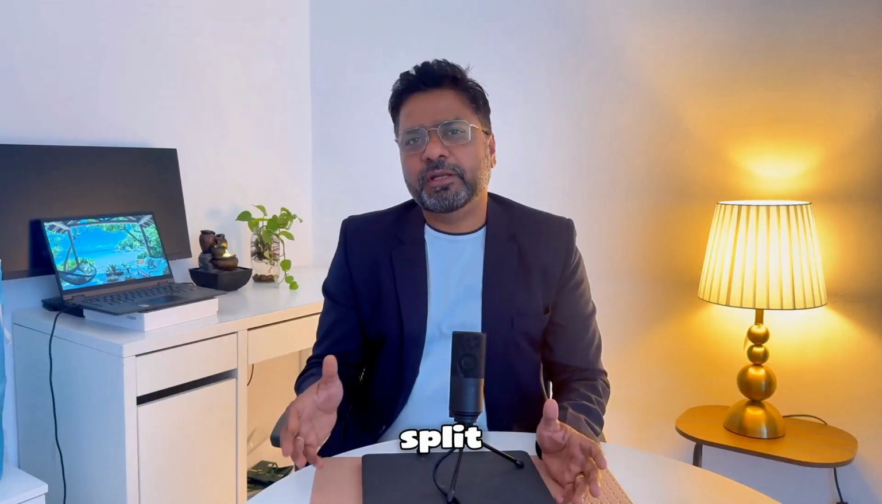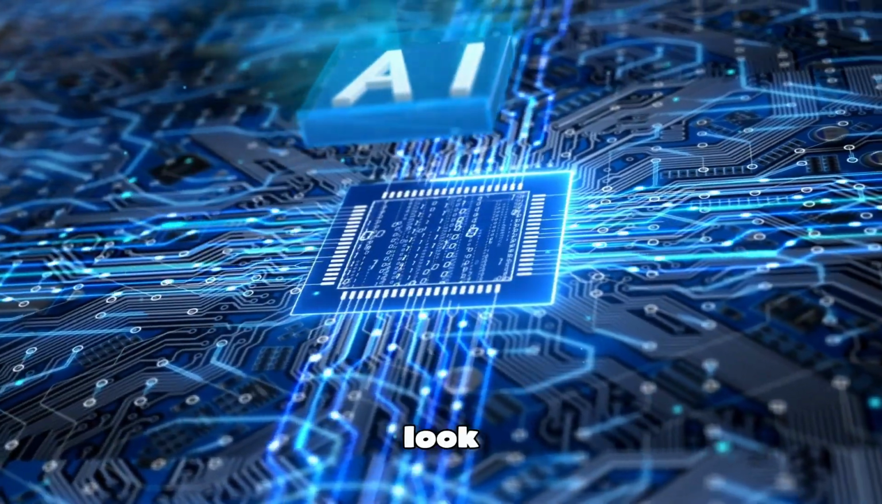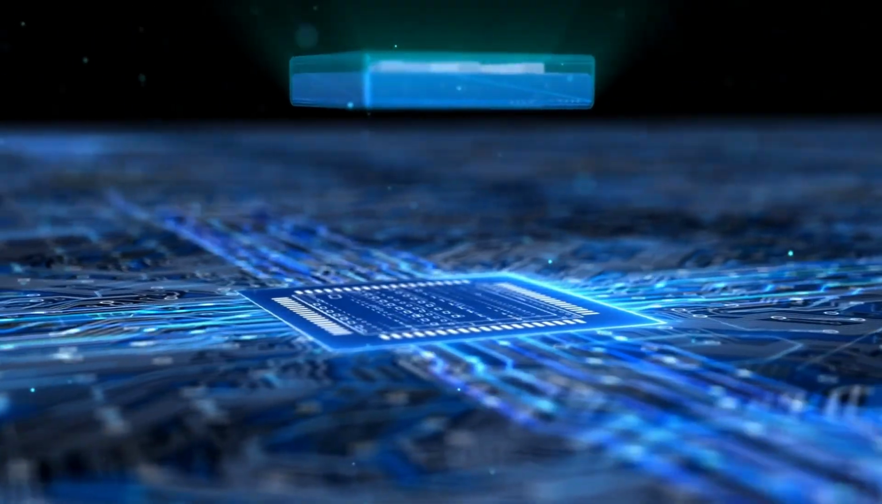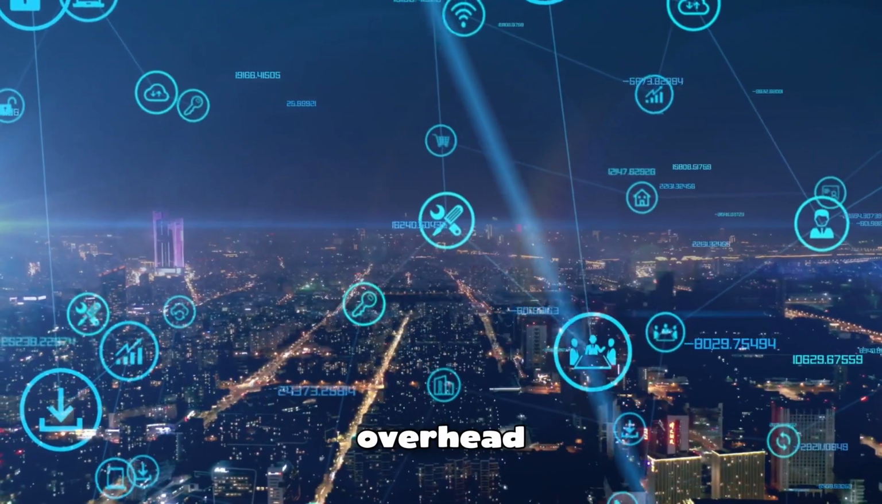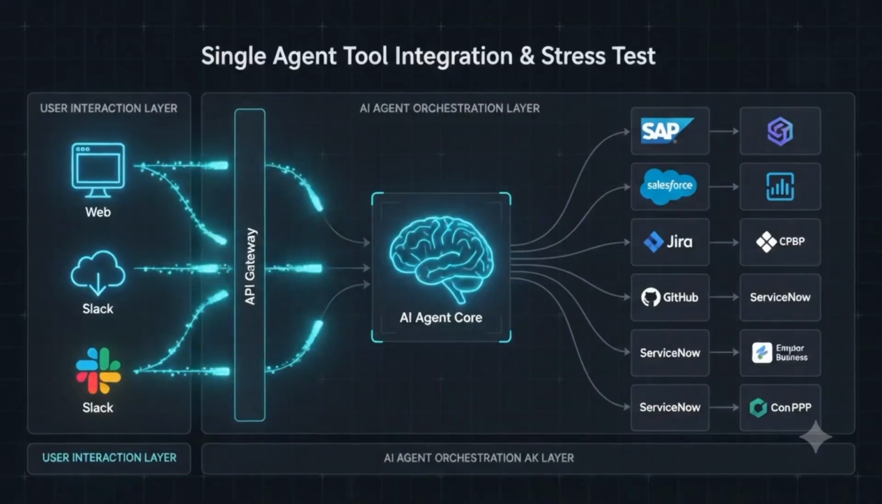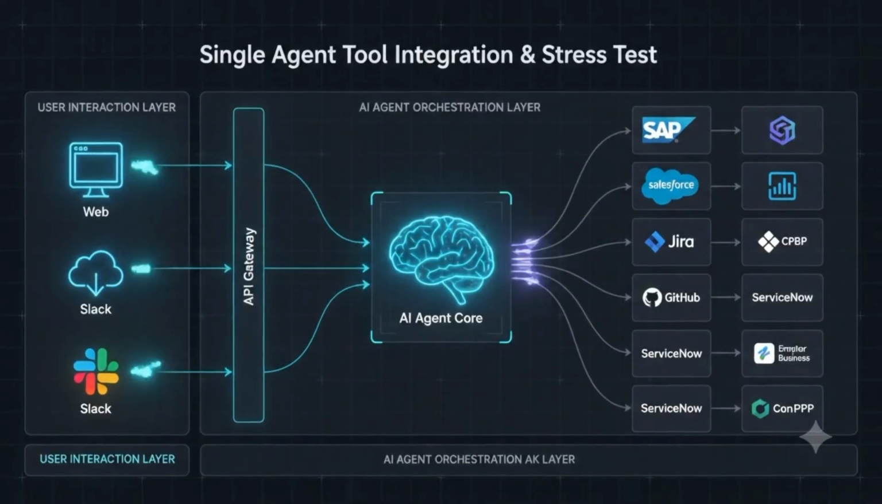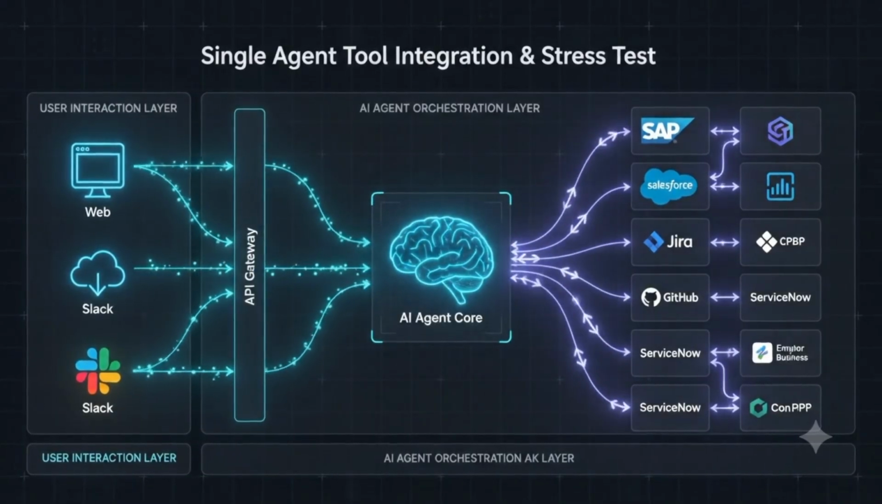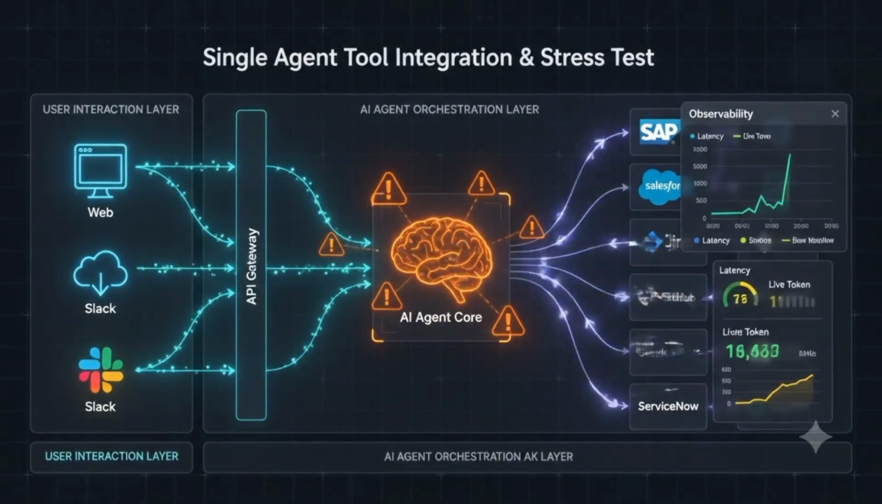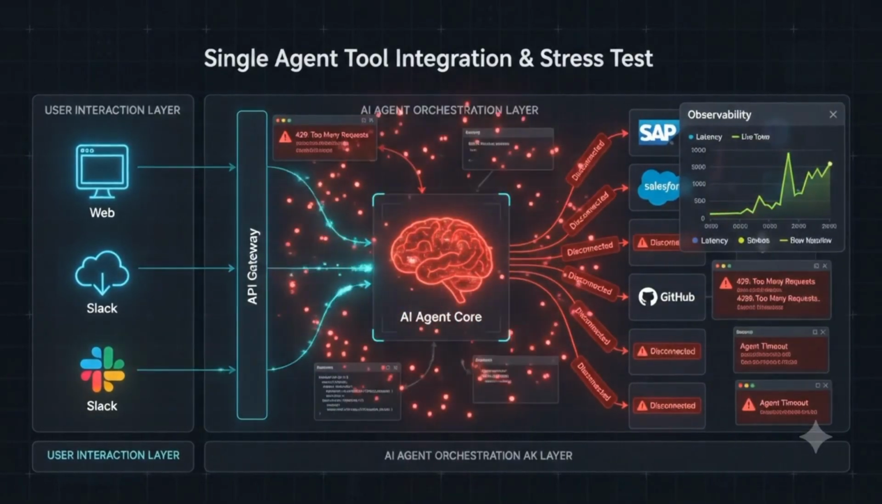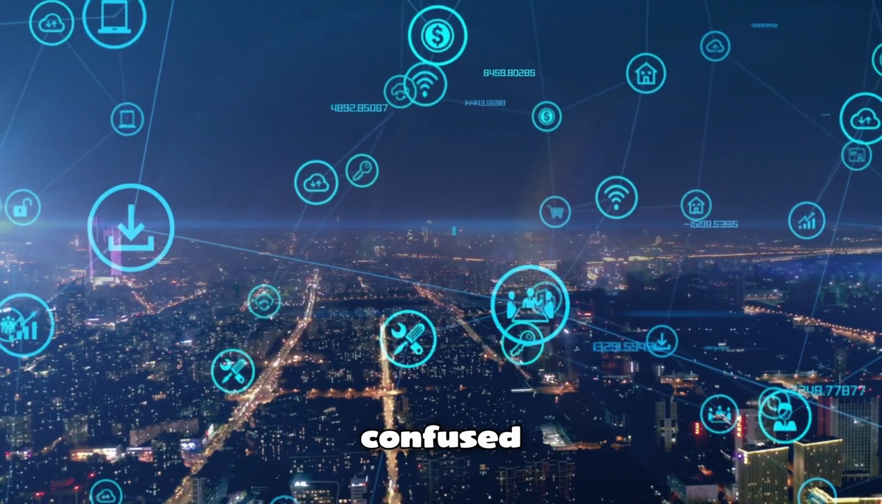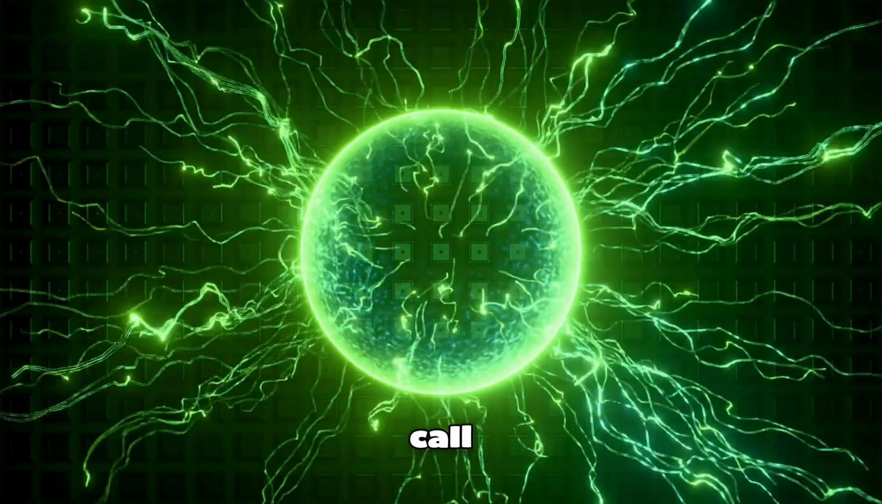But when do you split into a multi-agentic system? Look for two red flags. Complex logic overhead, when your system prompts are drowning in if-then-else conditions, or tool overhead, when you have more than 10 or 15 overlapping tools and the model starts getting confused about which function parameter to call.